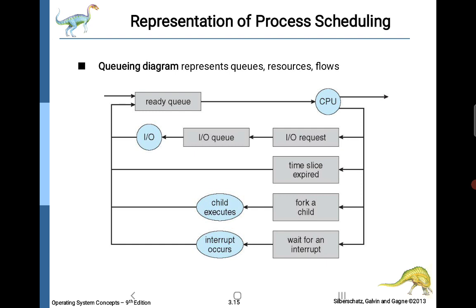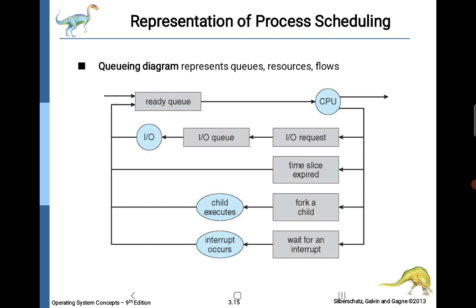How does the migration happen? A new process, after being granted all the resources it needs to run, will be admitted into the ready queue. When it has its turn to use the CPU, it will go into the CPU and start its execution. If it has finished execution, then it will terminate and exit the system.